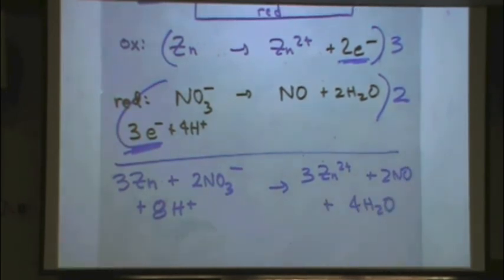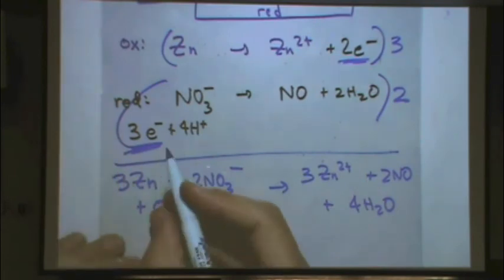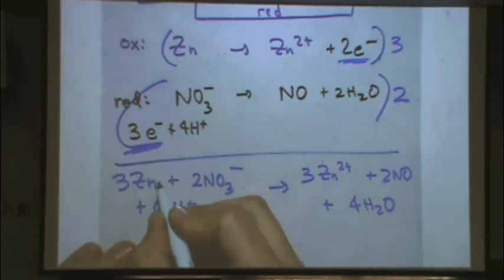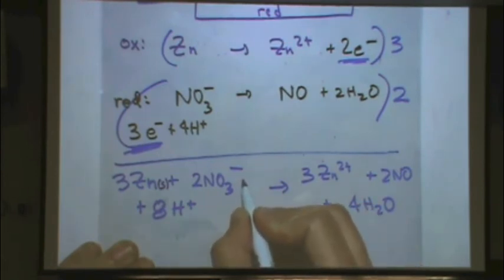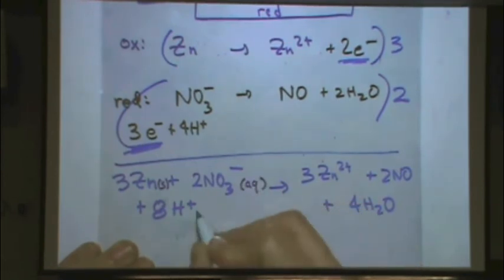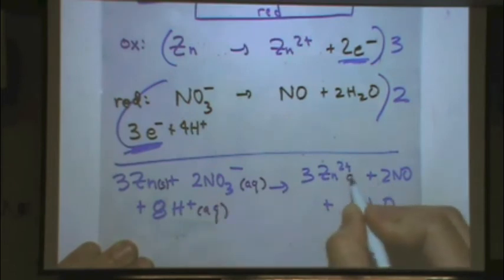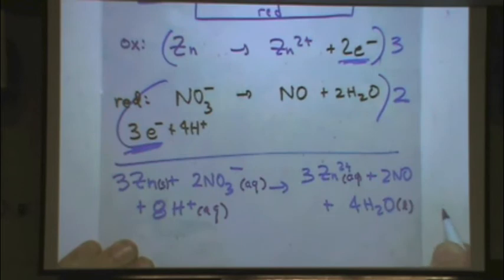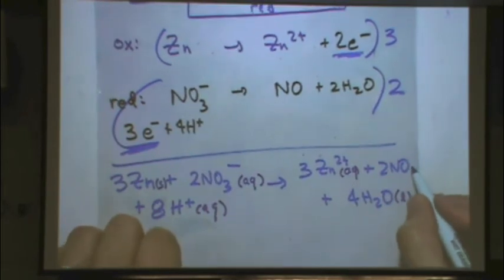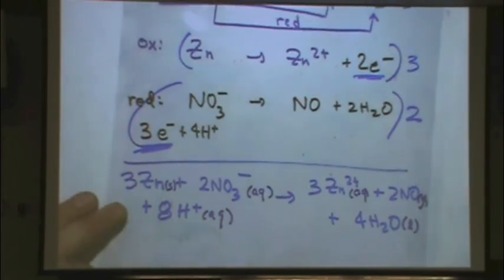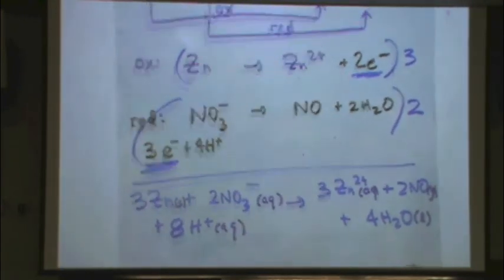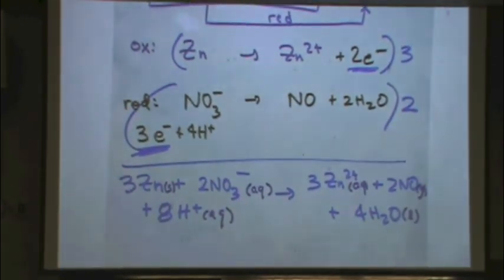Now let's put our state symbols in. Zinc, it's a metal, it's a solid. Nitrate ion is an ion. All ions must be aqueous. So those are easy, all ions are aqueous. Water, you know, is a liquid. And then NO, you know, is the gas from standard conditions. So it was given up at the top, but you didn't even need to be given it, because you theoretically should know it.